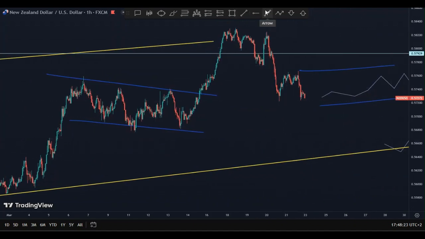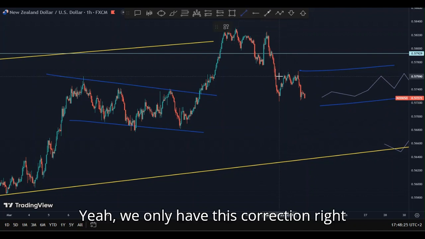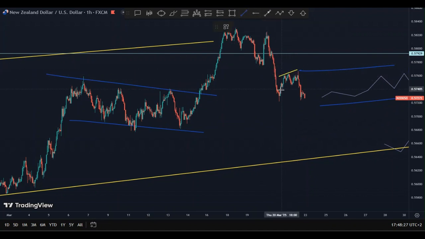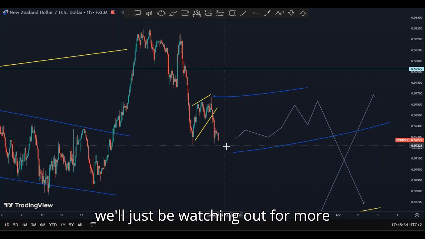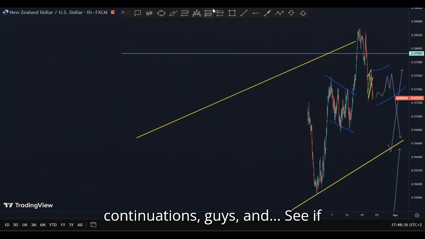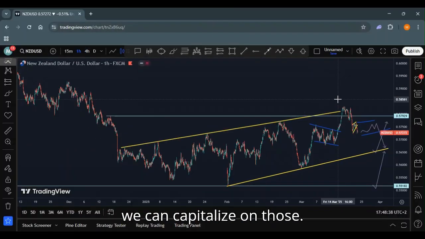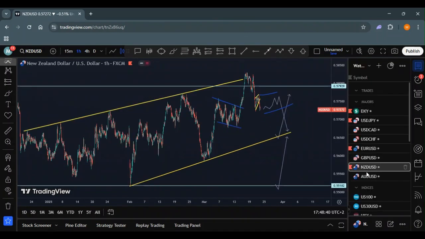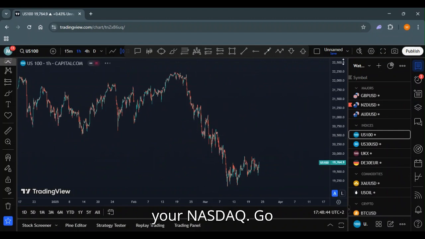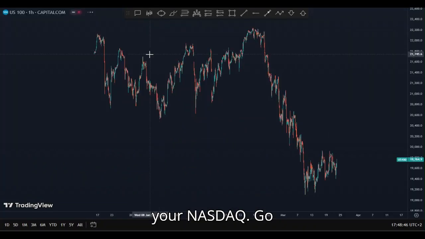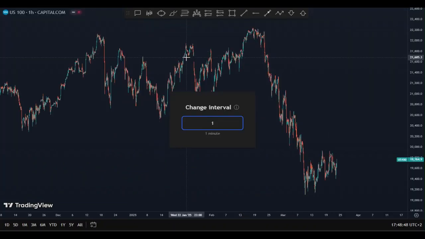So yeah, we only have this correction right there, of which it was very nice, by the way. So we'll just be watching out for more continuations, guys, and seeing if we can capitalize on those. Right. So we're gonna go to your Nasdaq, guys.